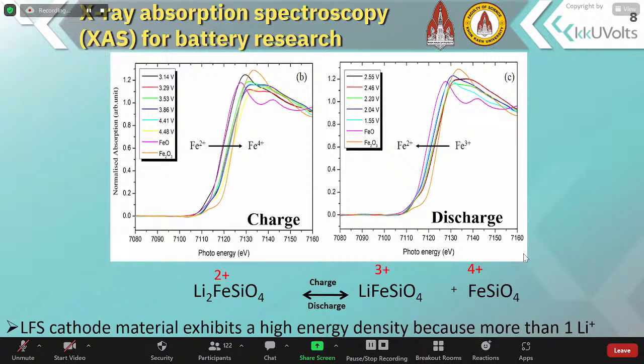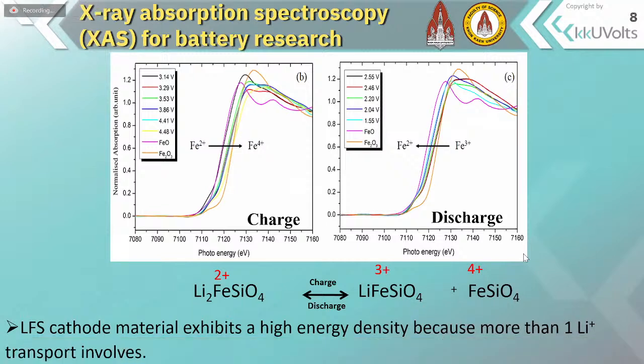In this study, we used in-situ X-ray absorption spectroscopy to investigate the electrochemical mechanism of lithium iron silicate cathode materials. The experimental results show that the oxidation state of iron changes from 2+ to 4+ during the charging process. This indicates that 2 lithiums can be extracted from the structure of the lithium iron silicate cathode material. This makes the cathode material reveal high capacity density because more than one lithium is involved.